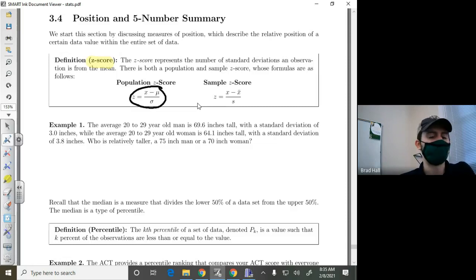The only difference between the 2 formulas is, do you use the population mean or the sample mean? Do you use the population standard deviation or the sample standard deviation? It just depends on the circumstance. A lot of the introductory problems will just tell you what the standard deviation is, and you don't have to worry about that.